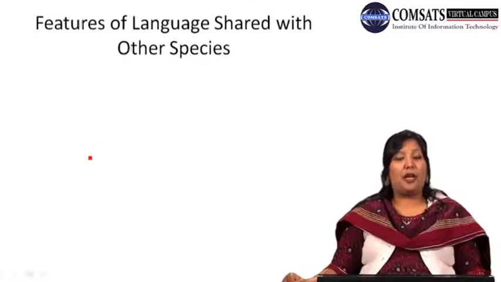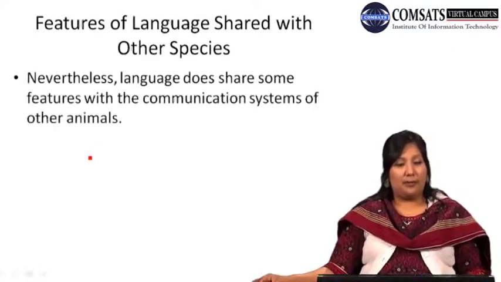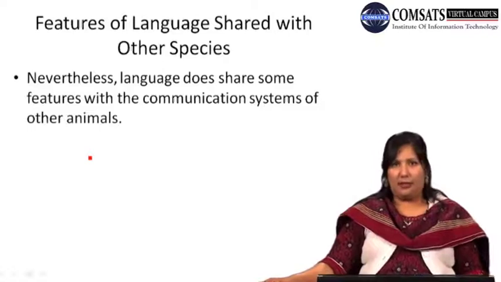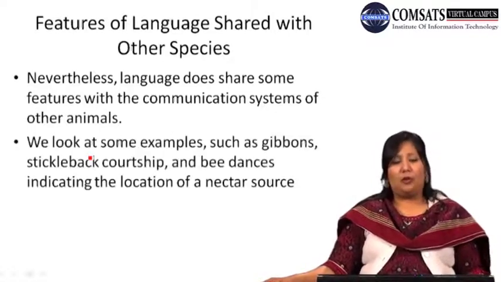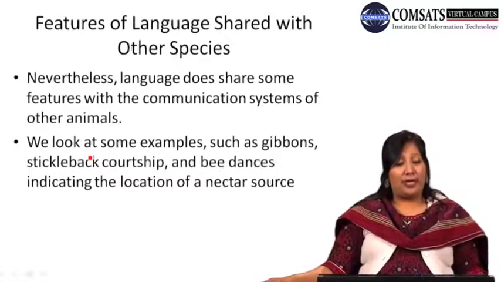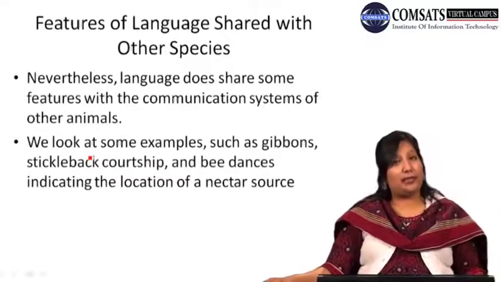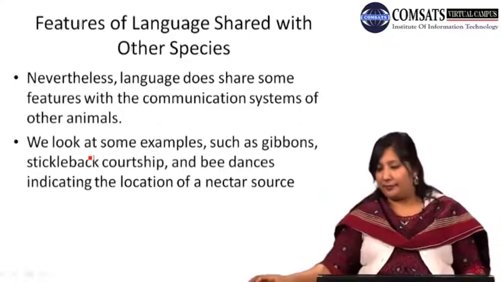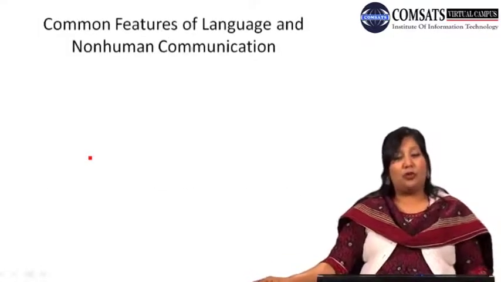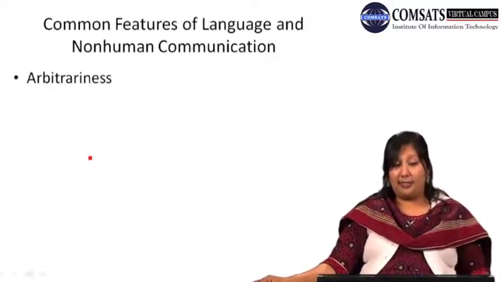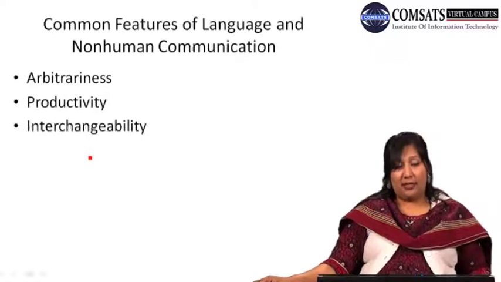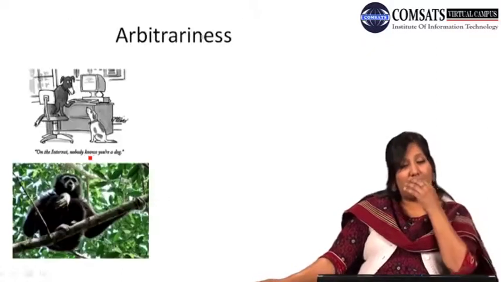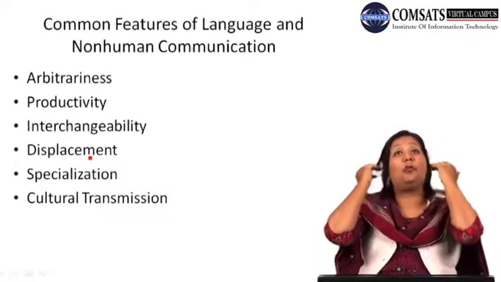Features of language shared with other species: nevertheless, language does share some features with the communication systems of other animals. Do you really believe so? We look at examples such as gibbons, stickleback courtship, and bee dances indicating the location of a nectar source. The dancing of bees is how they communicate with other bees. Some common features of language and non-human communication are arbitrariness, productivity, interchangeability, displacement, specialization, and cultural transmission. These are some of the common features of language and non-human communication.